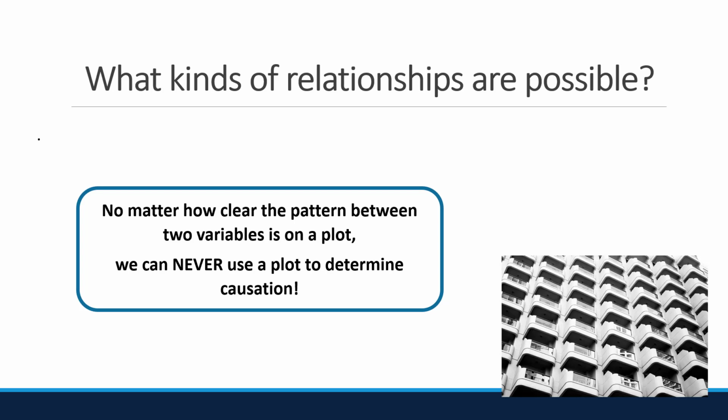When looking at plots, many people are tempted to conclude that two variables are linked since there is a pattern, and it's not obvious that there is no causation. This is not the case. Remember that associations do not determine causation. This brings us to an important rule. No matter how clear the pattern between two variables is on a plot, we never use a plot alone to determine causation.